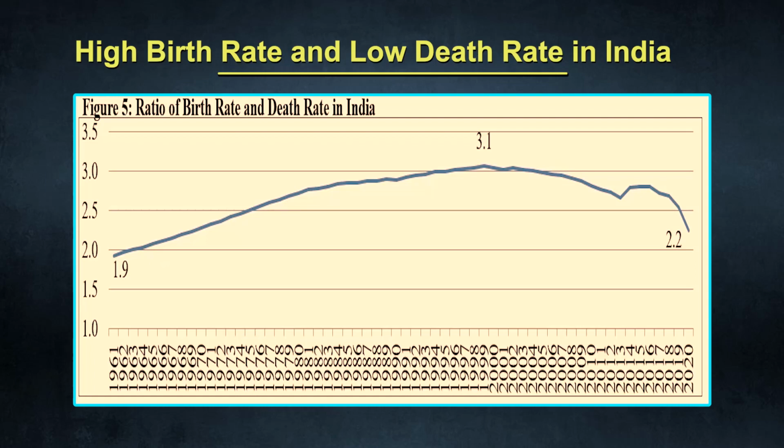That means the birth rate is 2 times higher than the death rate. This particular figure helps us to understand the trend of the ratio of the birth rate to the death rate, which increased from 1.9 in the year 1961 to 3.1 in the year 1999. After that, this rate marginally declined, and in the year 2020, it became 2.2. That is, we have experienced a very high birth rate and relatively low death rate in our country.